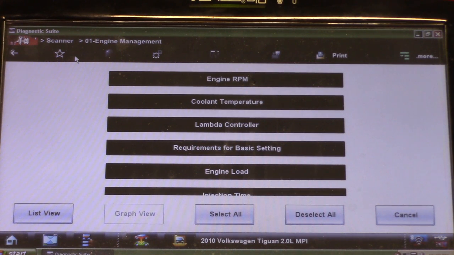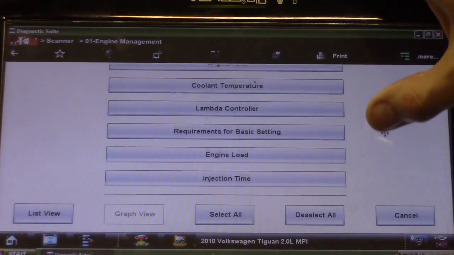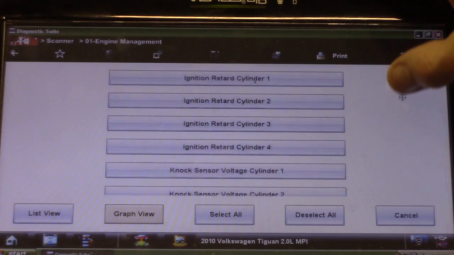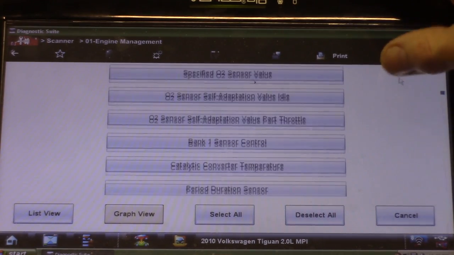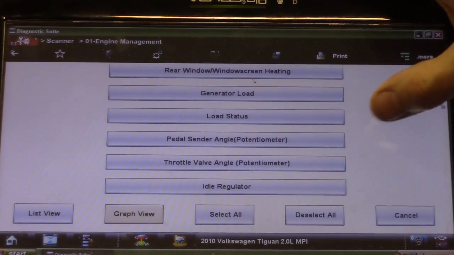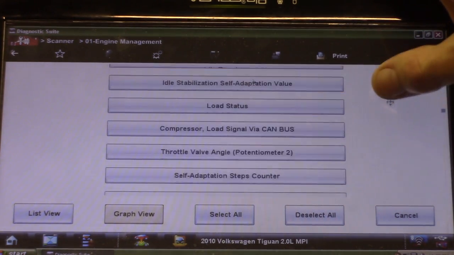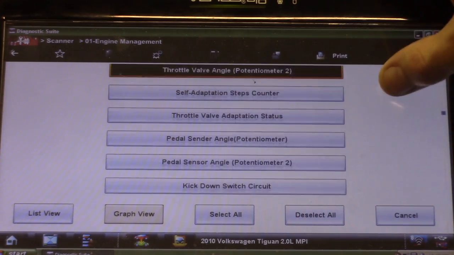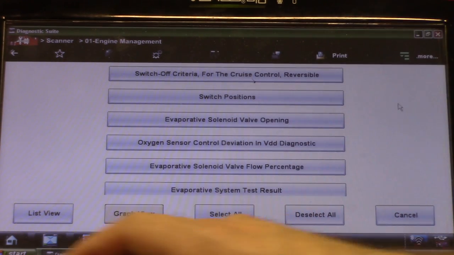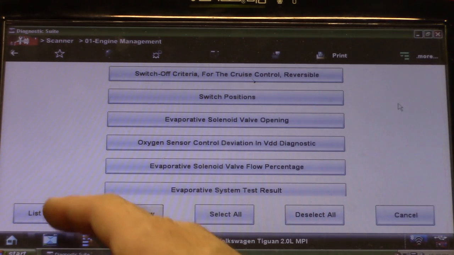And data PIDs I'm looking for: accelerator pedal, throttle position. There are two pedal position sensors, and then there are two throttle body position sensors. So that's what I'm looking for here. Throttle valve angle. Pedal sender, throttle valve, should be two each. Throttle valve two, pedal sensor two. I believe under expert mode, this is measure value block 62.